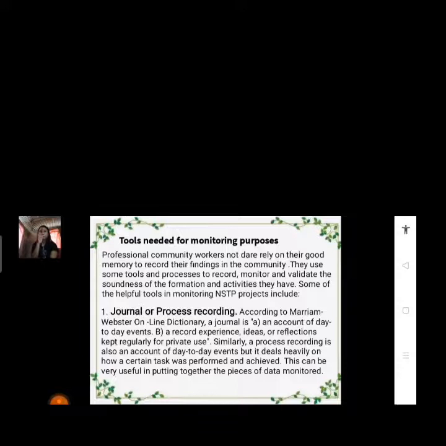Tools needed for monitoring purposes. Professional community workers do not rely on their good memory to record their findings in the community. They use some tools and processes to record, monitor, and validate the soundness of the information and activities they have.